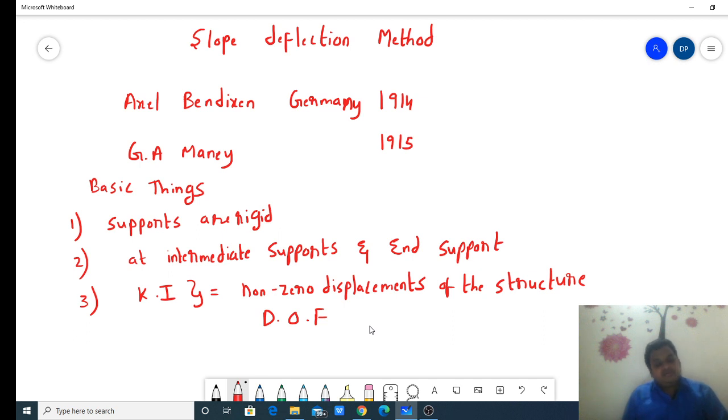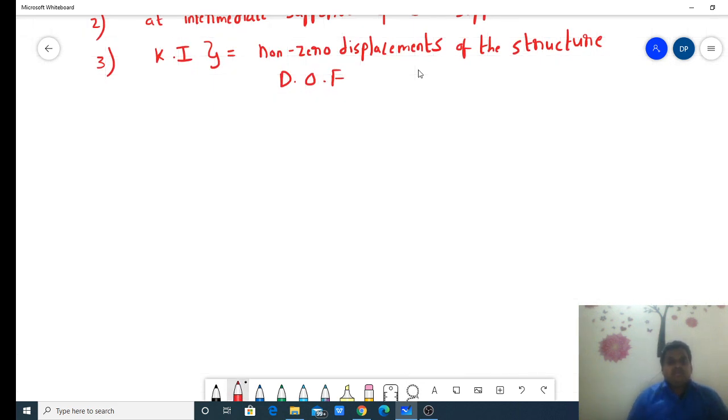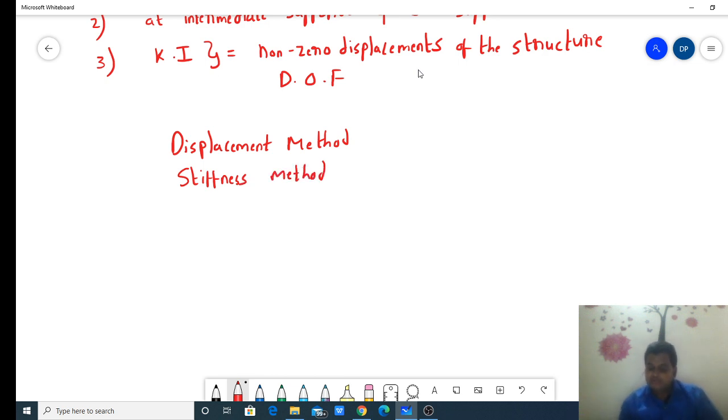So when we come across the slope deflection method, one more important thing you need to remember is that this is also called the displacement method, right? And what happens in this particular method, this you need to remember: it is basically a displacement method, and it is also called the stiffness method, right? This is the basic thing that you need to remember.